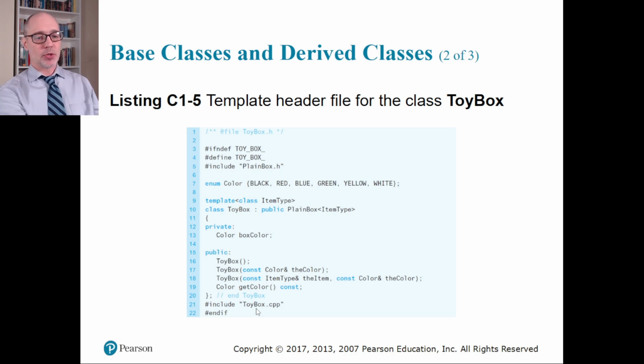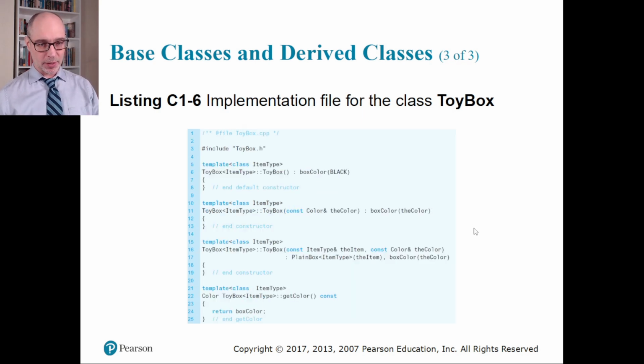Here on line 21, again, it's a templated class with this generic type that we're calling item type. So the implementation there, we're going to put in a separate file. We have to include that to make the templates work. And again, the book wants to call this toybox.cpp. We will probably call it toybox.hpp, which will work a little bit better in our IDE. Let's take a look at that.